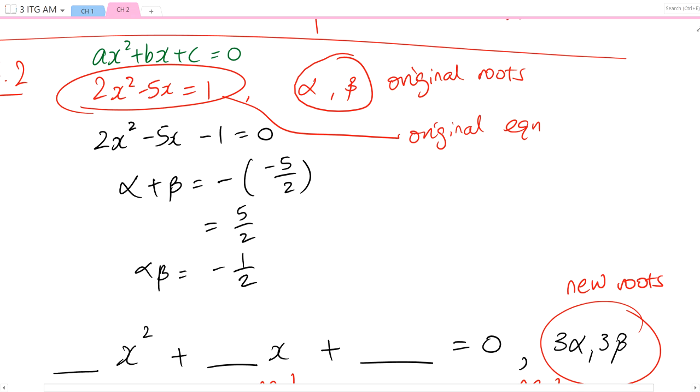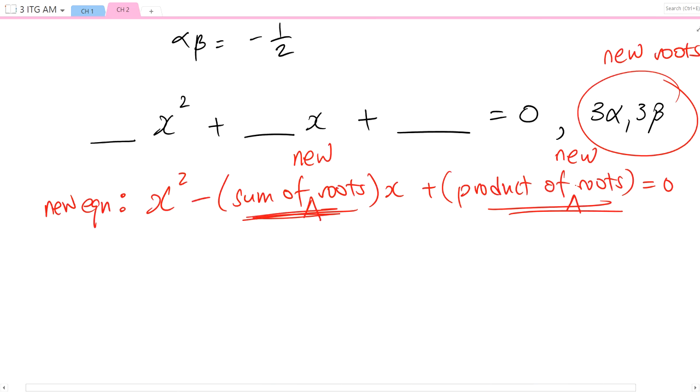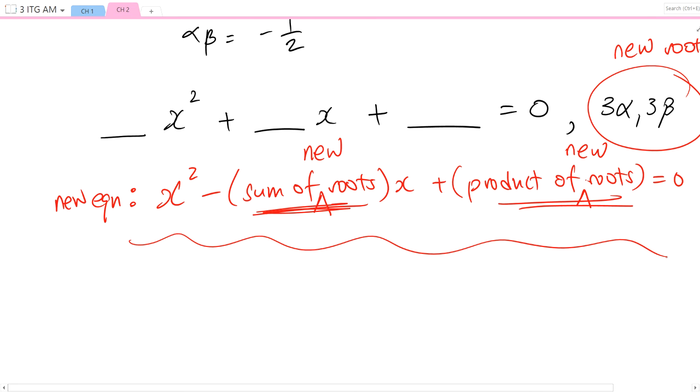Now in part 1, they say find the new equation with the roots 3 alpha and 3 beta. 3 alpha and 3 beta are not alpha and beta. They are something new altogether. They are our new roots. So I need to find the corresponding new equation using this approach. This is not difficult.